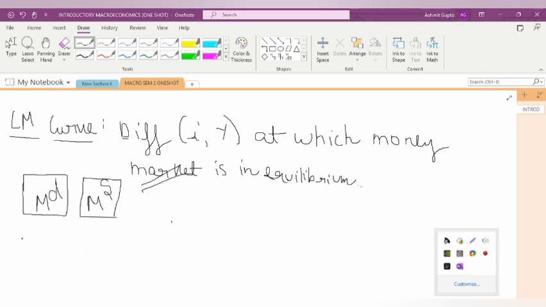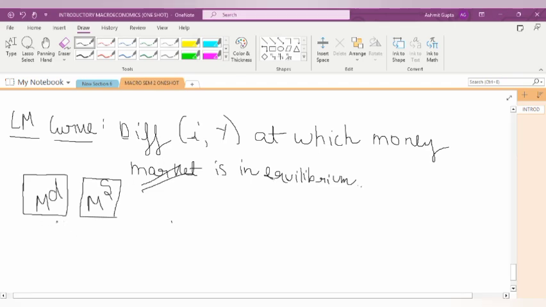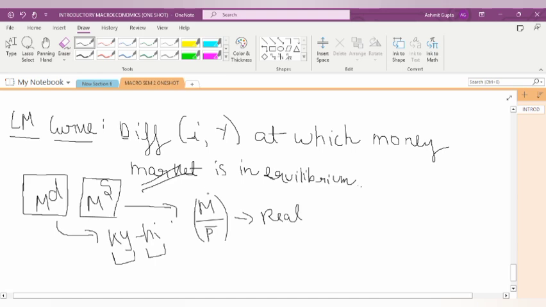for money demand is KY minus HI. For money supply we have M upon P bar. We take the price level as given and we write it as M upon P bar. So for the money market to be in equilibrium, we need money demand and money supply, which are as follows.